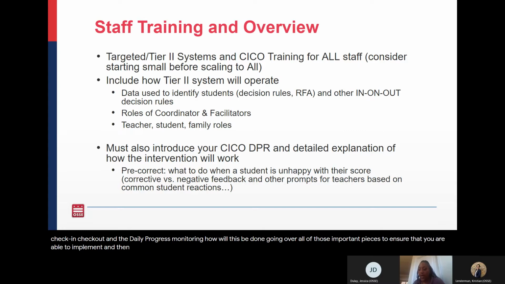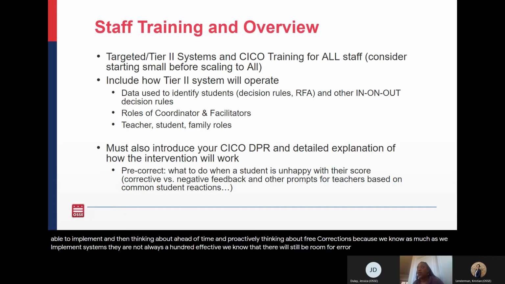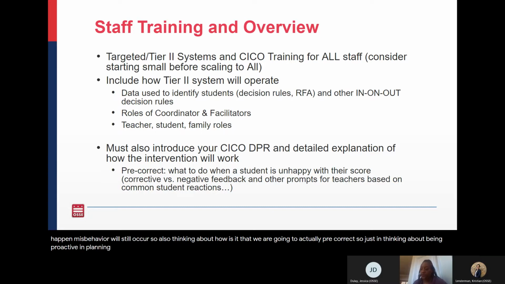And then thinking about ahead of time and proactively thinking about pre-corrections, because we know as much as we implement systems, they are not always 100% effective. We know that there will still be room for error. We know that things will still happen. Misbehavior will still occur. So also thinking about how is it that we are going to actually pre-correct. So just in thinking about being proactive in planning.